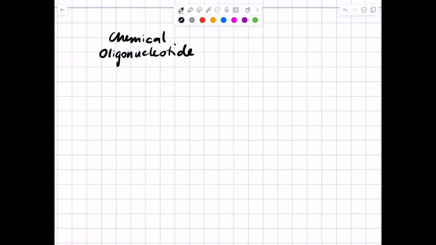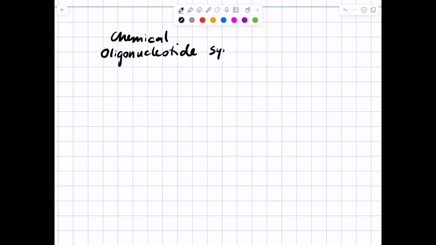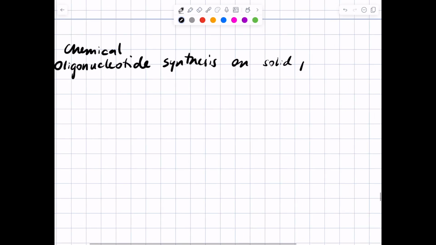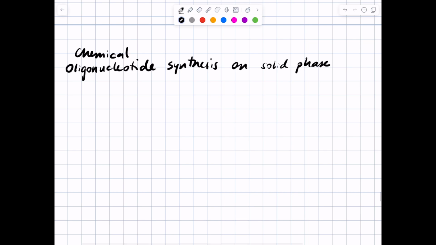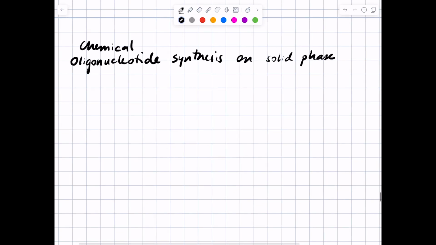So chemical oligonucleotide synthesis happens on solid phase, for the same reason that peptide synthesis happens on solid phase. We'll say, though, chemical oligonucleotide synthesis is more efficient than peptide synthesis, and you can make much longer oligonucleotides than you can peptides. So the chemistry is a little bit unusual. We're not going to worry about the mechanism.